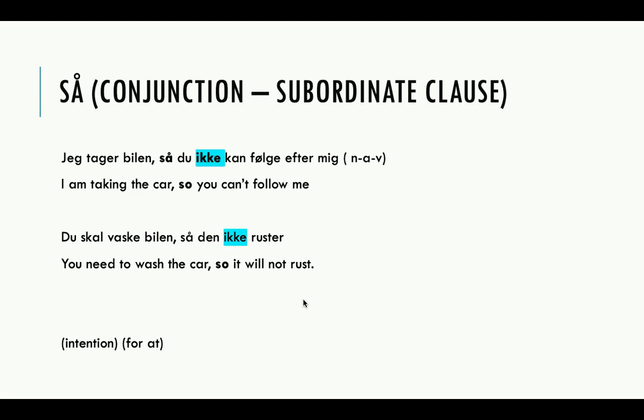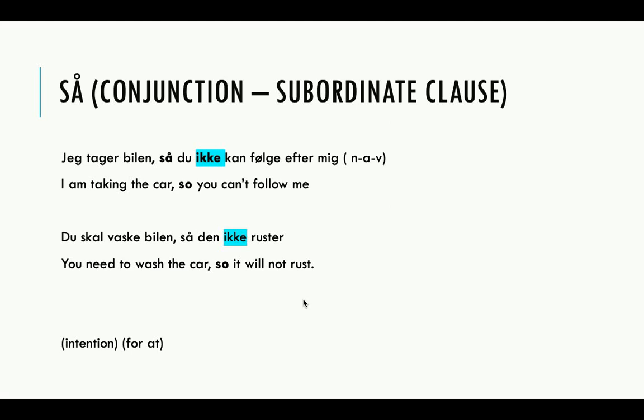When it has this meaning, you have to make a subordinate clause. That means that the central adverb is here in between the subject and the first verb. It is the same in the second example that I've given you. "Du skal vaske bilen, så den ikke ruster." You need to wash the car, so it will not rust.